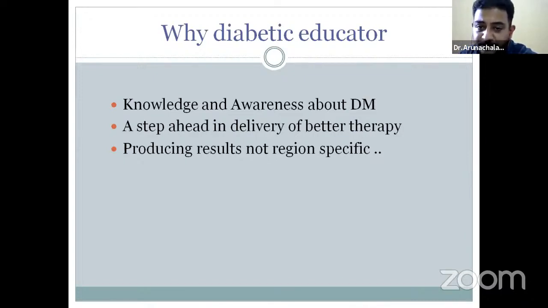You might have seen patients who come with shoulder pain. After 3 months, they'll be coming with leg or knee pain. They'll be coming with back pain. So it's not a region-specific scenario when it comes to diabetes. It is a holistic approach that is needed for them, so that they don't have recurrence of pain.